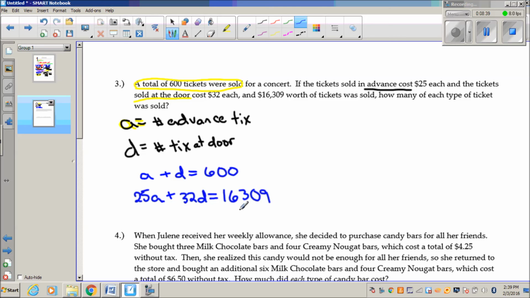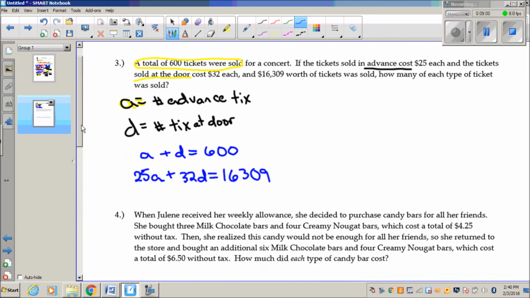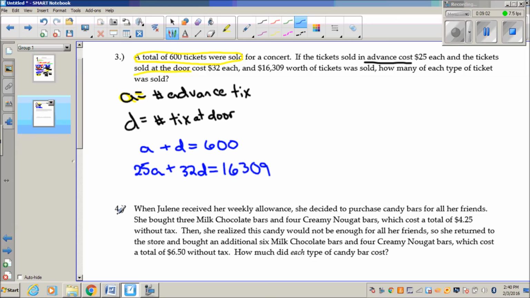You can solve using the substitution method or elimination. I think either method would be the same amount of work. So please choose one and go ahead and try to solve them. And then after you do that, I'd like you to try question 4 and 5 on your own. Please complete 3, 4, and 5 before you come to class. And then, of course, if you have any questions, we can talk about it then.